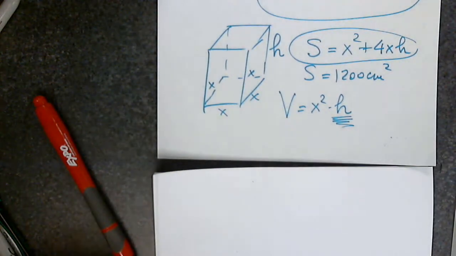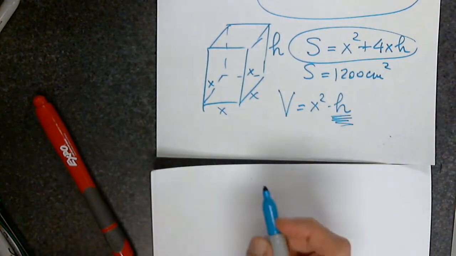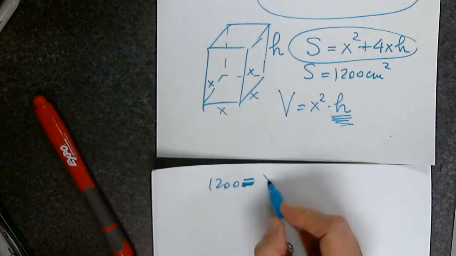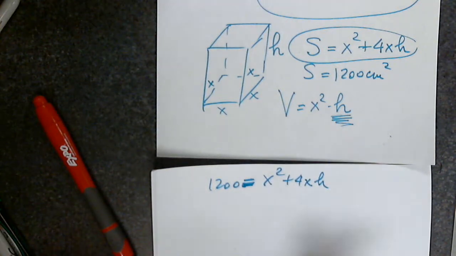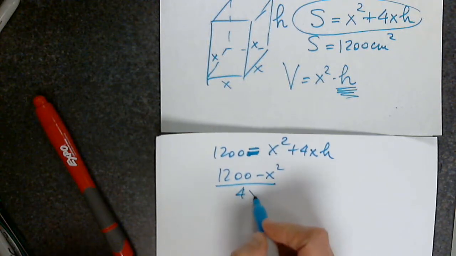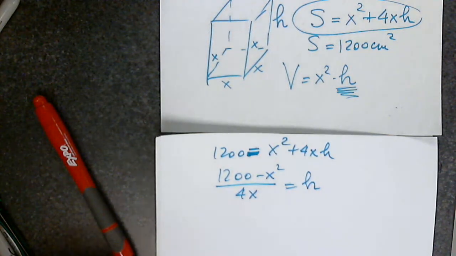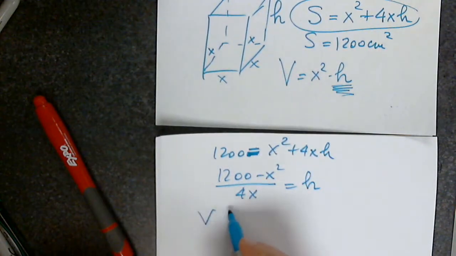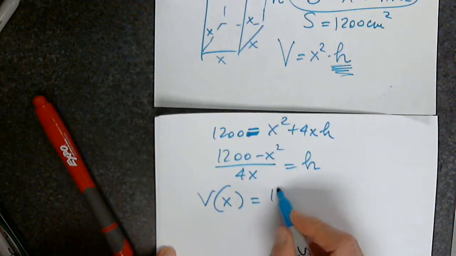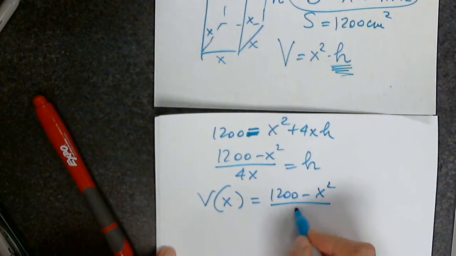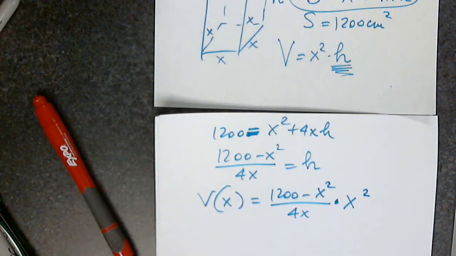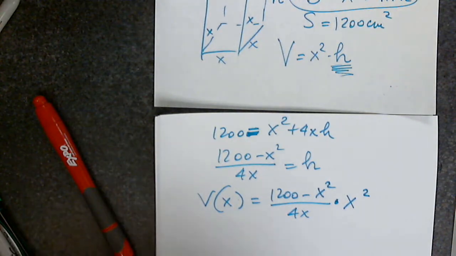I think we did this problem in class. Yeah. Okay, so 1200, oops, too many zeros. 1200 equals x squared plus 4xh. Subtract x squared and divide by 4x, and that's our h. I plug this in the volume. So now the volume is a function of x, because I have to distribute x squared here. But this is what I recommend. Remember, we said factor, simplify. I will definitely simplify by x before I distribute.